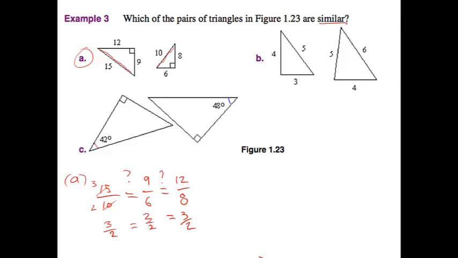So what we have here is a constant ratio. All of these ratios are the same. They all equal 3 halves. So these two triangles definitely are similar.